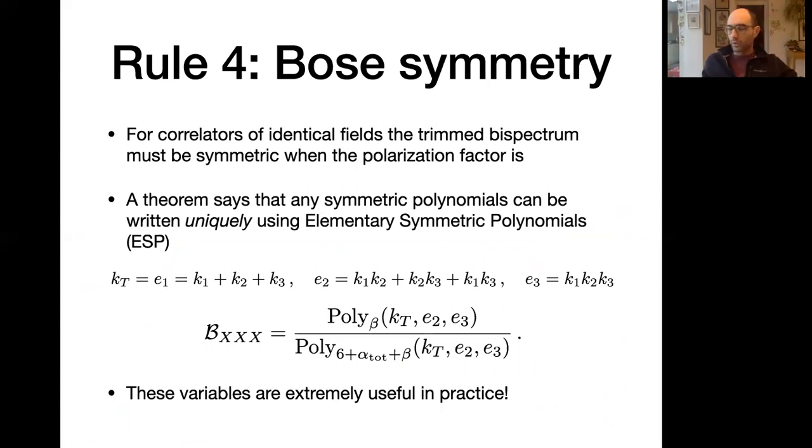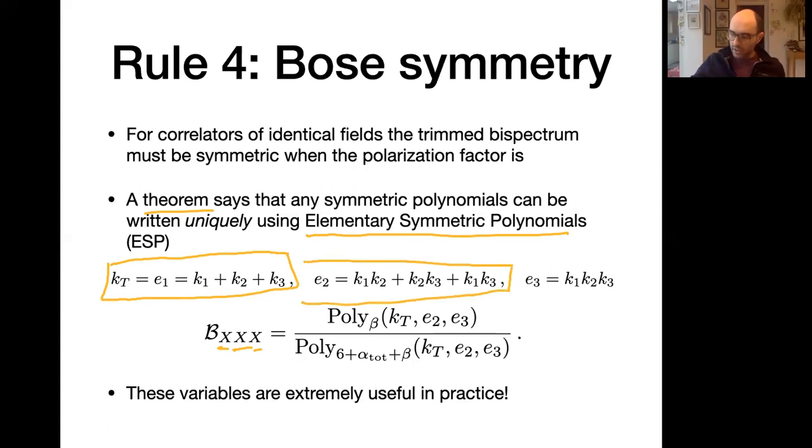Now these rules are actually pretty straightforward. It says that as long as we compute correlators of bosons, like spin zero and spin two, and if you're using the same field three times, for example the scalar correlator or the graviton, then of course the result has to be symmetric under permutations. This is a very useful observation in practice, since the wavefunction at three-point level is just a rational function, the ratio between two polynomials. And there is an interesting theorem that says there is a unique way to write a polynomial that is symmetric under permutation in terms of a special set of variables, called elementary symmetric polynomials. I'm going to use these variables throughout. They're actually very simple, but it's worth remembering them. If you don't remember them, maybe I'll write them once again later on.